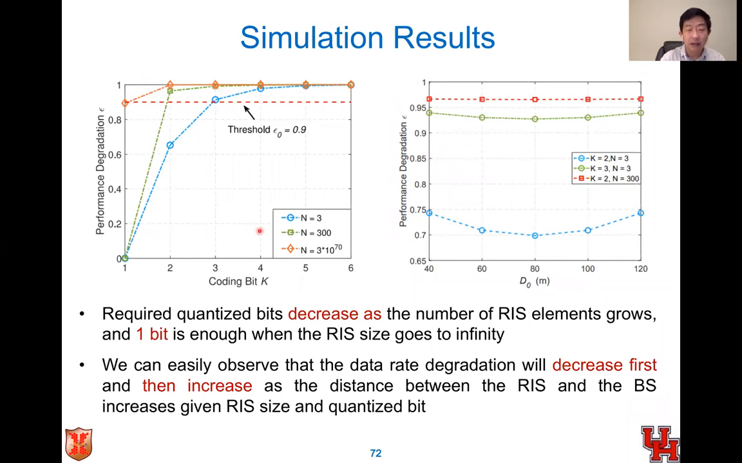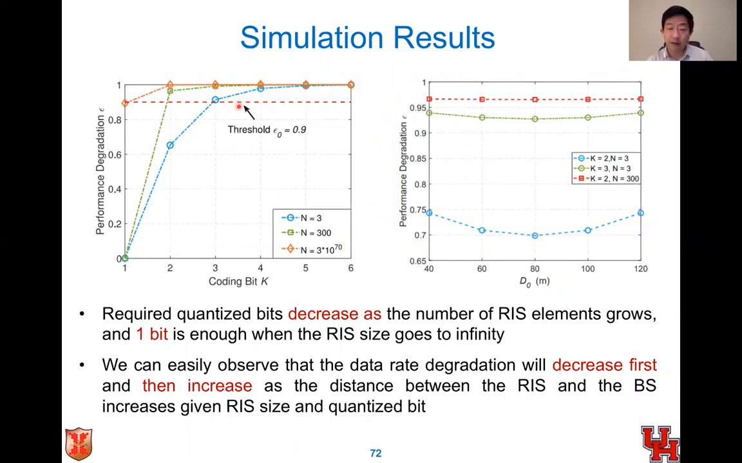With the number of antennas increasing, if you have more antennas, then the number of quantization bits can be smaller. Just with 2 or 3 bits, you can achieve about 90% of the performance. In other words, because of the multiple antennas, you don't need too many quantization levels, and the performance will improve a lot. But if you only have 1 bit, your performance might not be that good. 2 or 3 bits is sufficient.